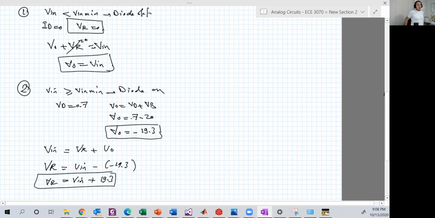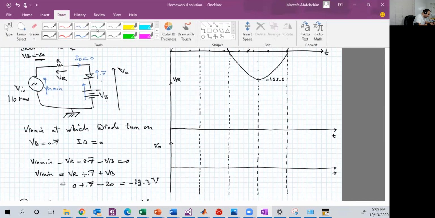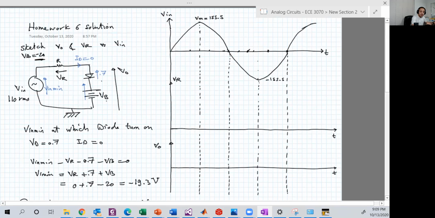Good. Now, some of you got that right, I mean, made the analysis right. But when it comes to plotting, they just messed up. So let's see how to plot such a thing. We need first to mark the transition point, which is V input minimum, which is minus 19.3. So let's start sketching again. Assume this is minus 19.3. Okay, so let's go down.